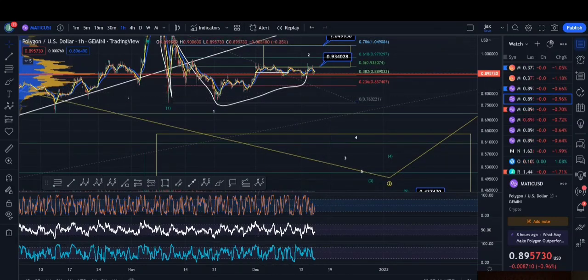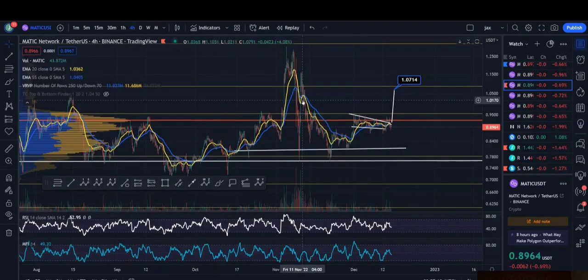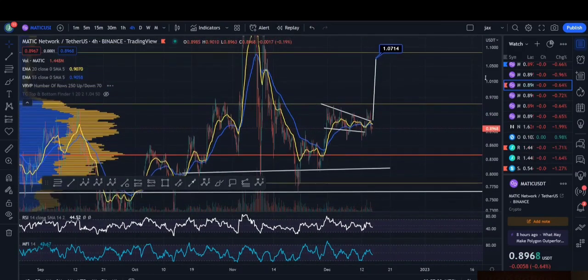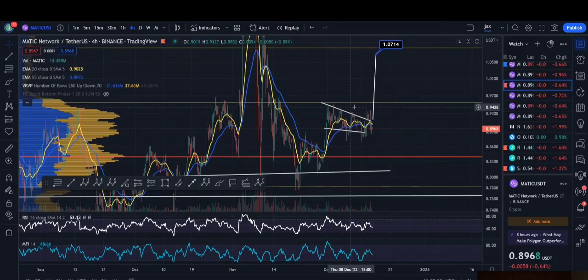Now, if I pop over to the next chart, this is on the 4 hour time frame. There's a bit of a bearish divergence. We're creating equal highs. Actually, we are creating slightly lower highs. As we are on the rise, we're creating lower highs. So that's something to keep an eye on.